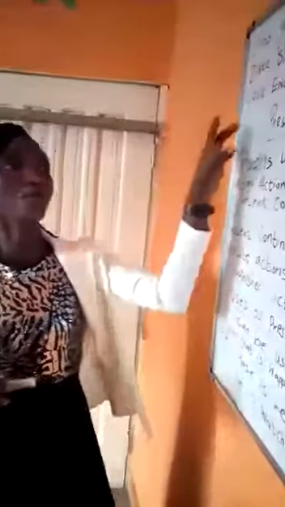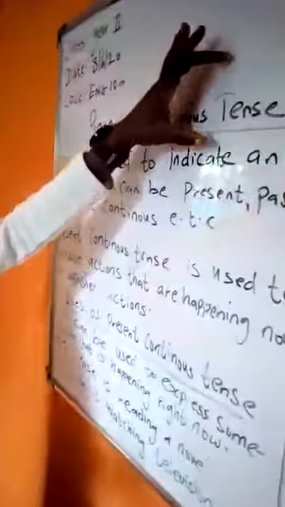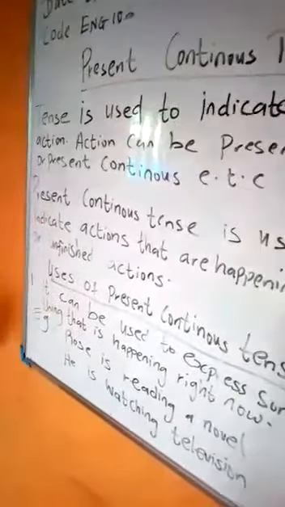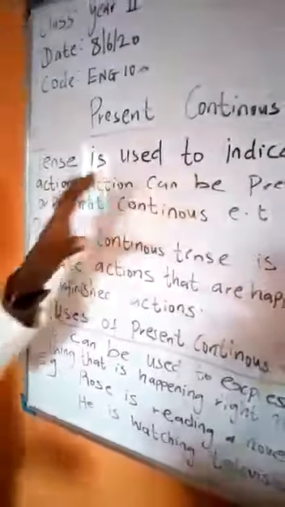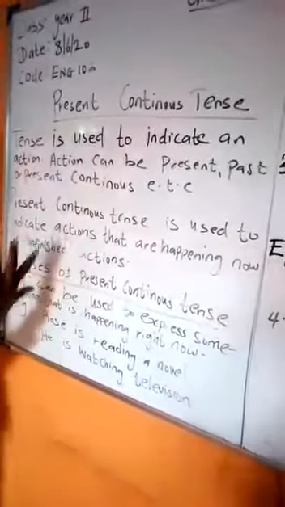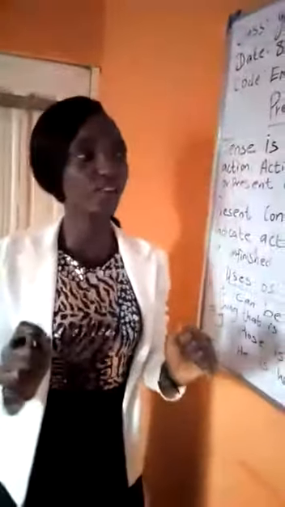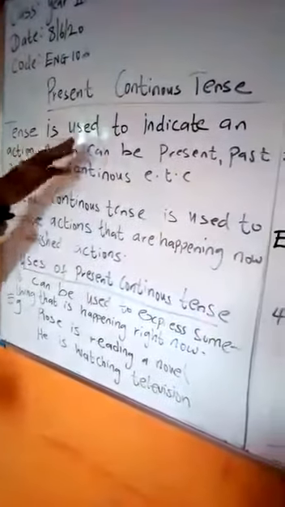Good. But before we delve into present continuous tense, we need to understand what tense is all about, okay? Then we can move to present continuous. Let's read. Tense is used to indicate an action. For instance, can you observe the teacher? What am I doing? The teacher is what? She is jumping. So it is the tense that tells you that the teacher is jumping. So we can say that tense is used to indicate an action, not just jumping.